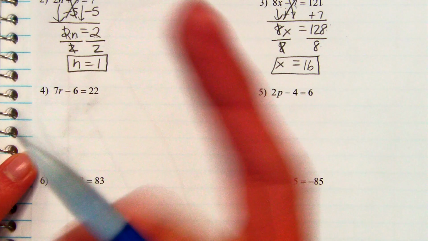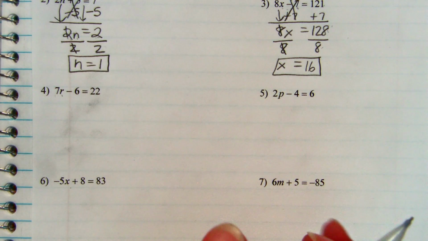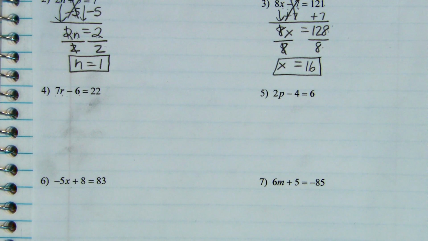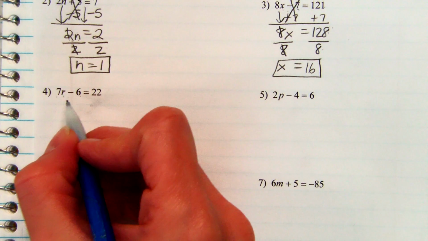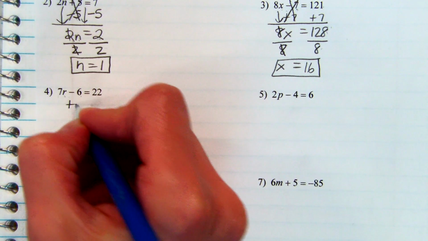Okay, so let's take a look at number 4. We're trying to get the 7r part of the equation by itself. We want to get rid of -6. How can I undo -6? What's the opposite of -6? Adding. Very good. Adding 6.